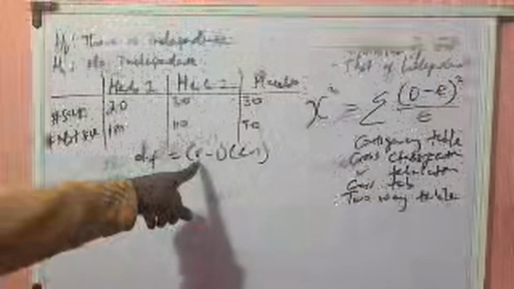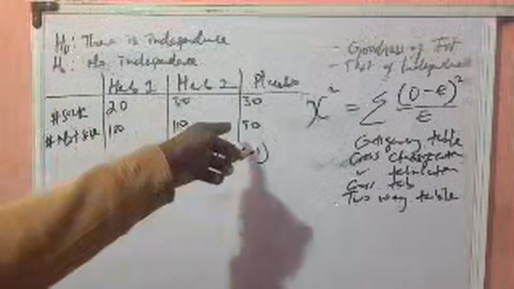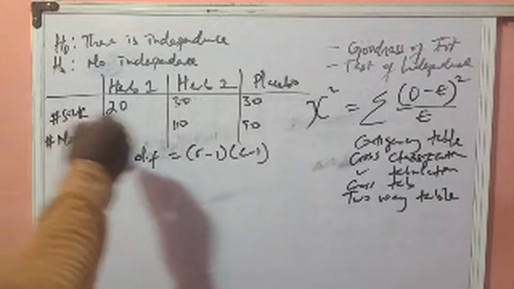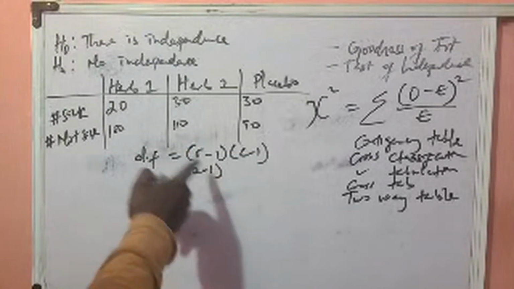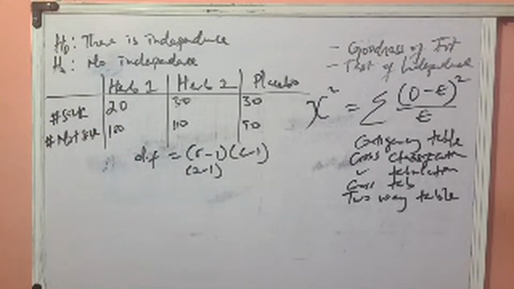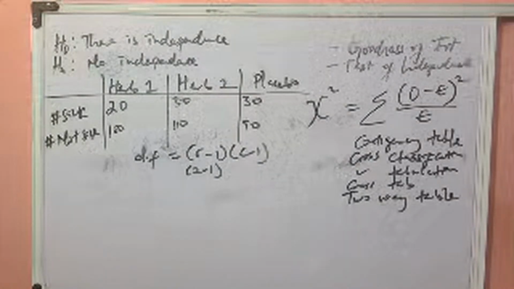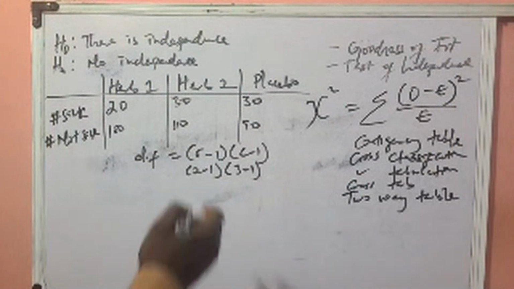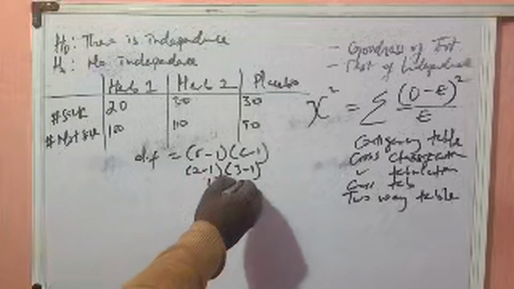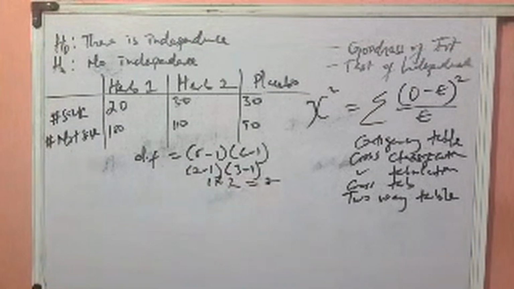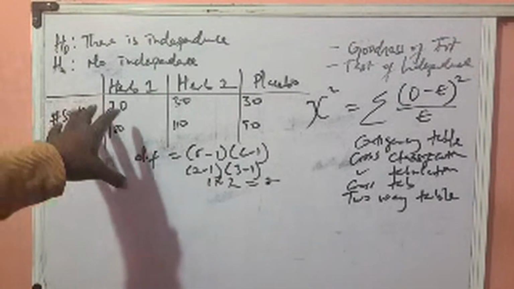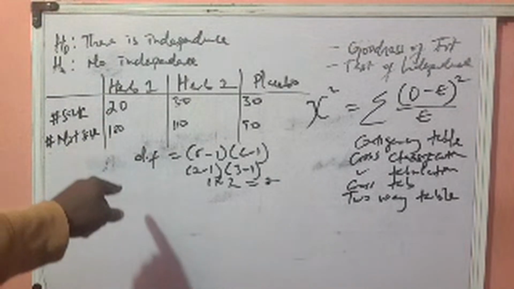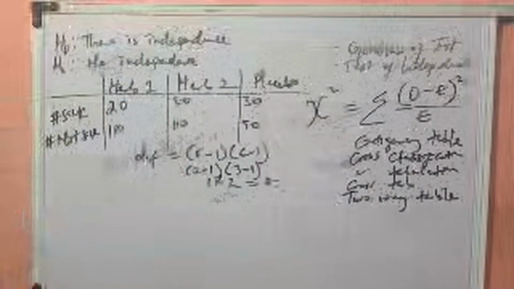So you count the number of rows: 1, 2. That means in this case we have 2 rows, that will be 2 minus 1. How many columns do we have? We have 3 columns. That will be 3 minus 1. So this will be 1 times 2. So the degree of freedom in this case is 2. This is how you find the degree of freedom. Note that that's one of the differences between test of independence and goodness of fit.